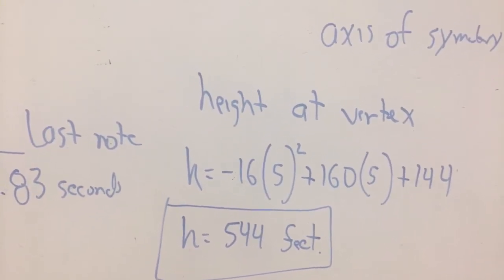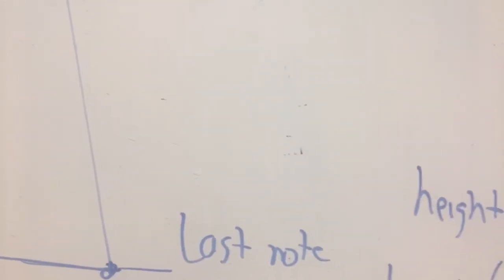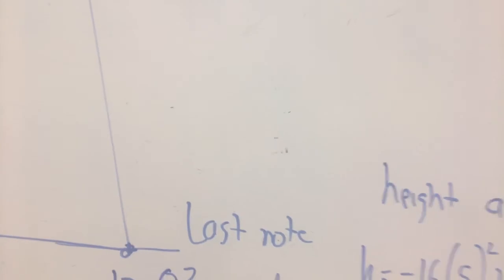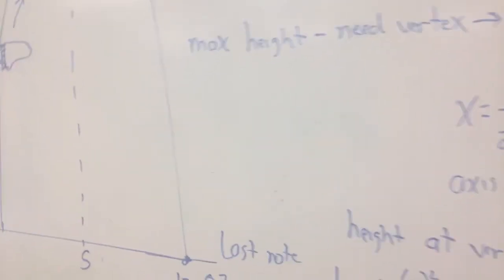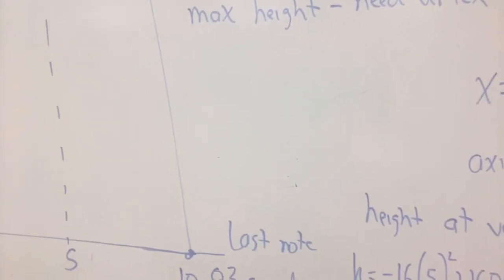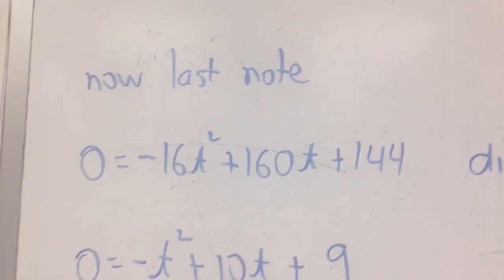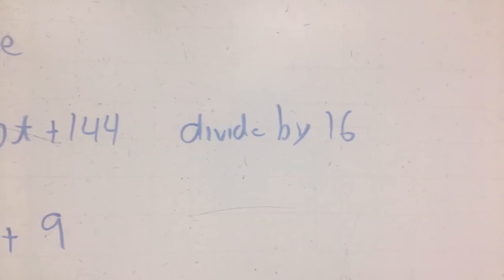Okay? Now, this is what I really want to know. I want to know how long before the last note, okay, when that piano smacks the ground. Well, when a piano smacks the ground, how high above the ground do you suppose the piano's going to be before the bounce? All right? 0. So you're going to take your equation, you're going to set it equal to 0. All right? Now, to clean it all up, divide by 16.